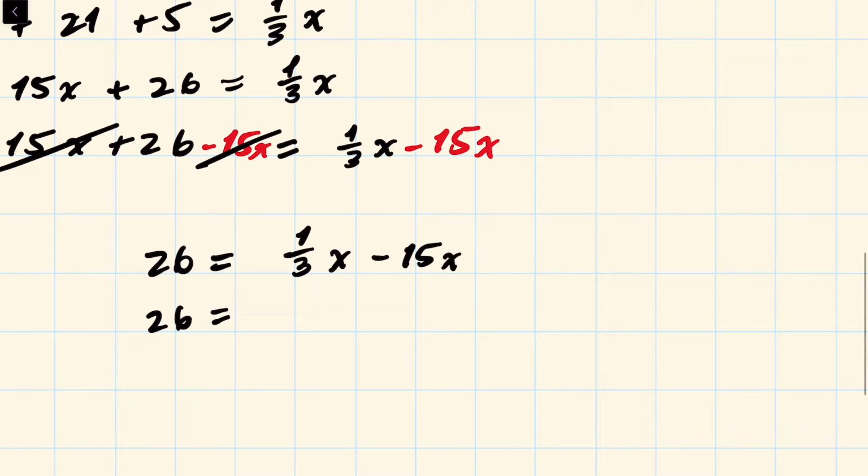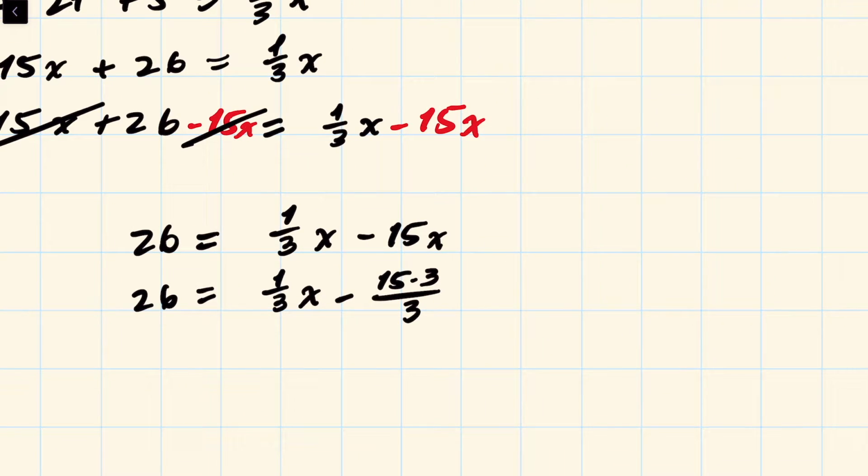26 is equal to a third of x minus 15x, and we're going to get a common denominator here so we can subtract the coefficients, essentially collecting the x term. So we're going to do 15 times 3 over 3, because that's the same thing as 15 over 1, or just 15, because the 3's would cancel, but we don't want them to cancel. So that's a third of x minus 45 over 3 x.